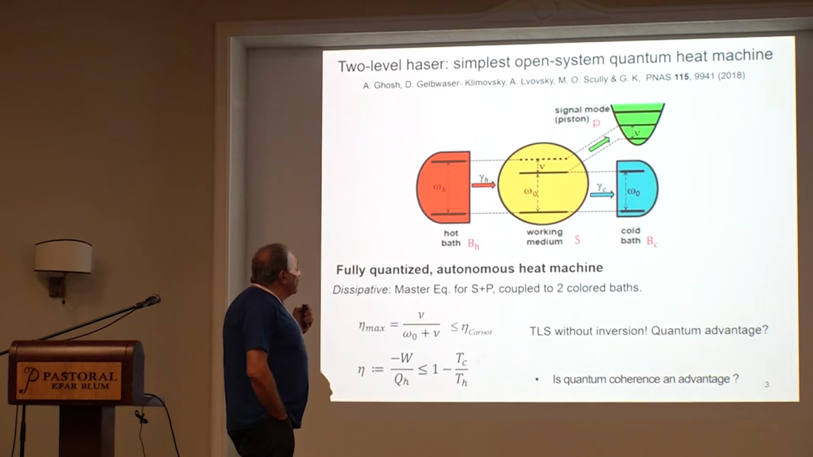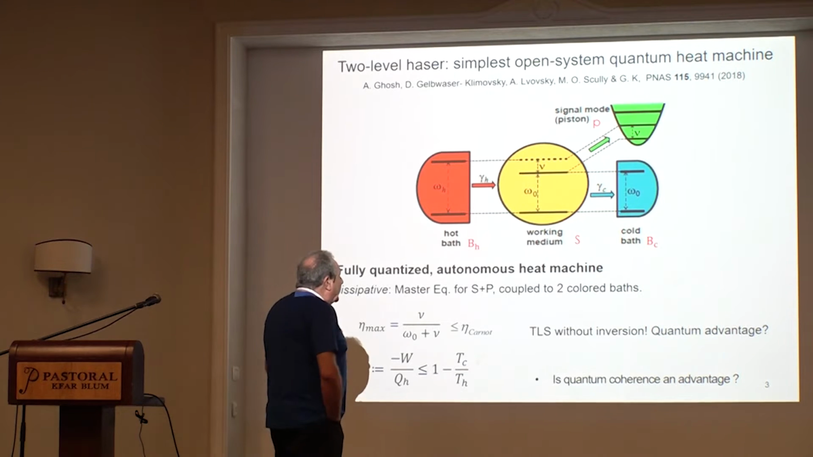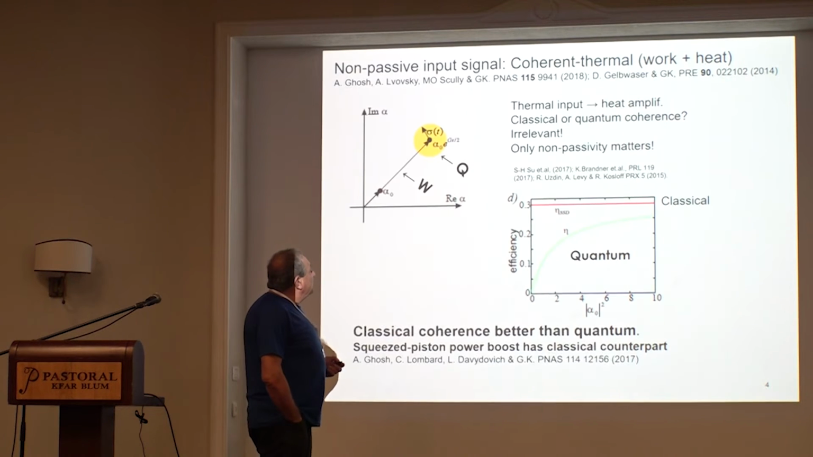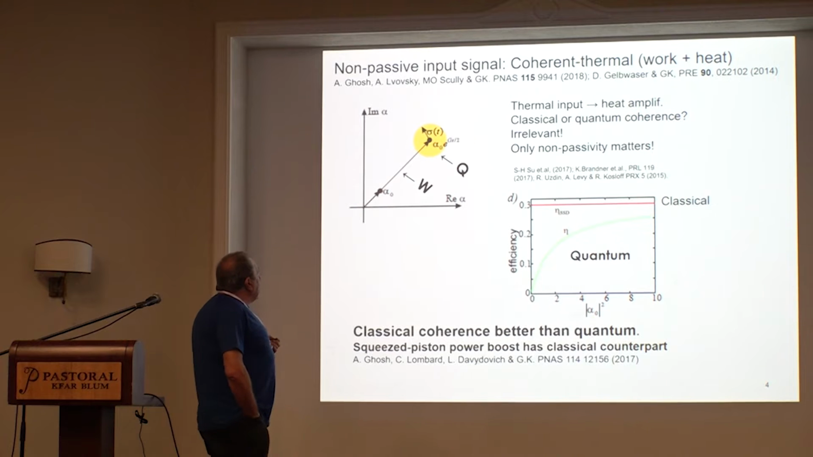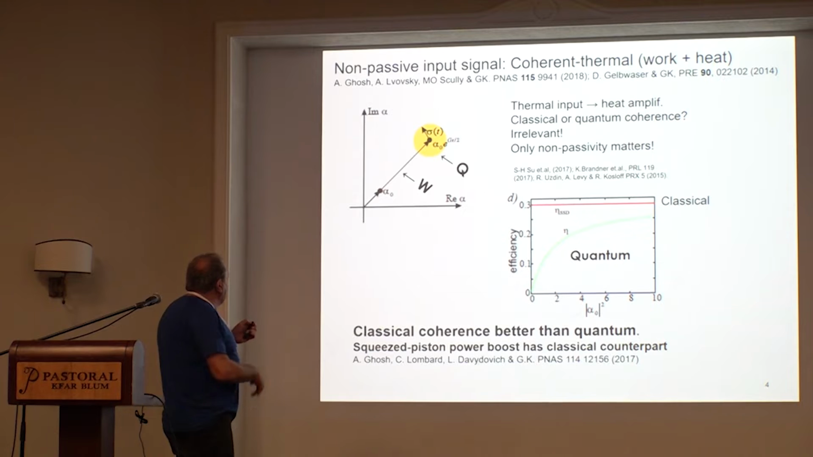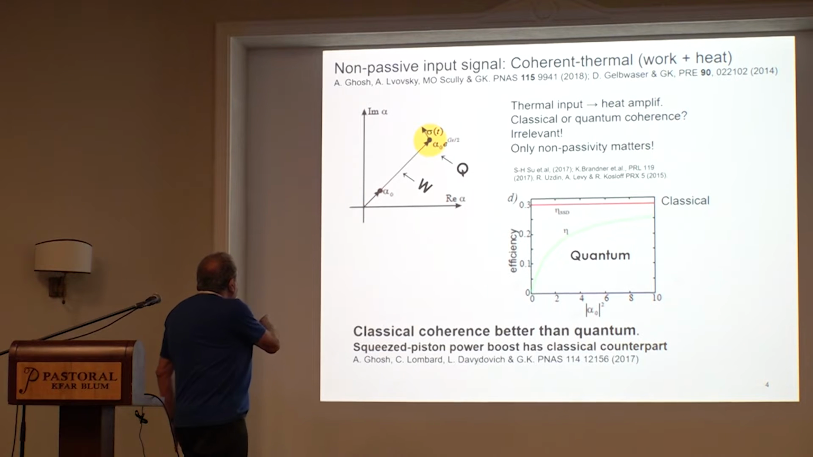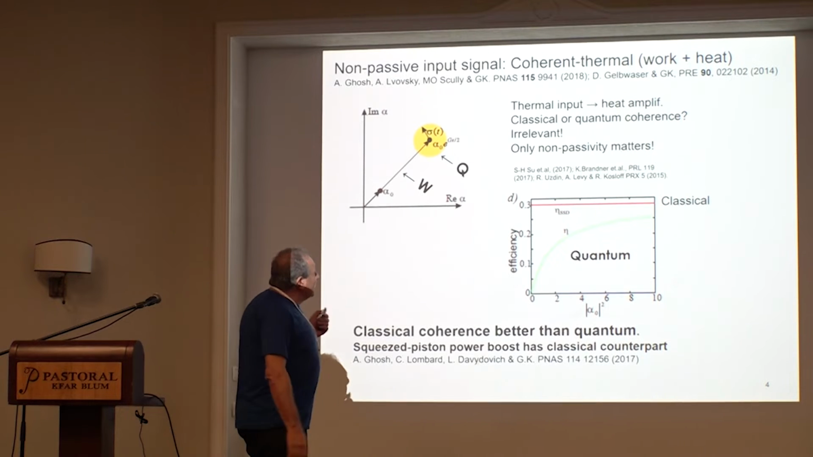In particular, is quantum coherence, as is often claimed, an advantage? And the answer is that not really, to say the least. So let us understand why coherence plays a role at all. Well, if you start off the piston in a state which is thermal, which means a distribution in the phase plane that is centered at the origin and falls off monotonically, then the amplification will only produce heat.